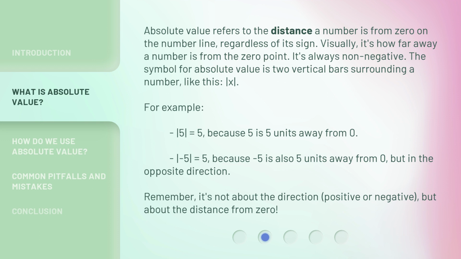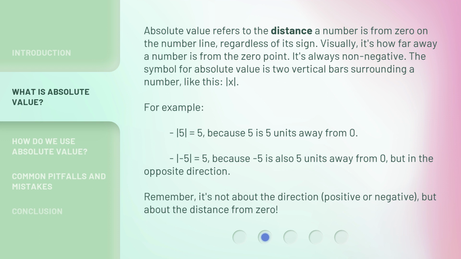Absolute value refers to the distance a number is from zero on the number line, regardless of its sign. Visually, it's how far away a number is from the 0 point. It's always non-negative. The symbol for absolute value is two vertical bars surrounding a number, like this.